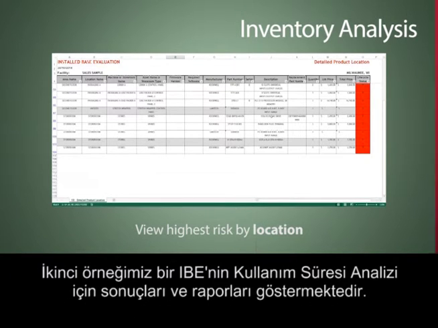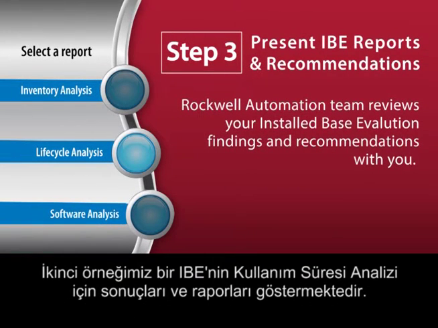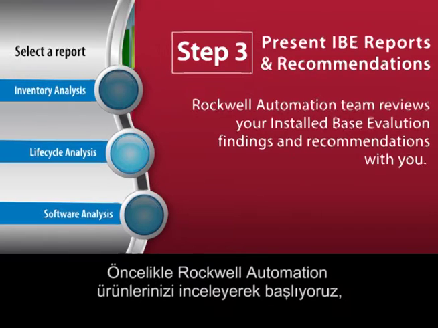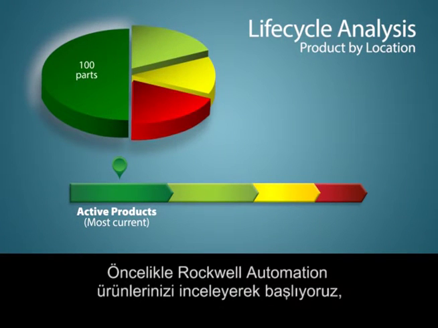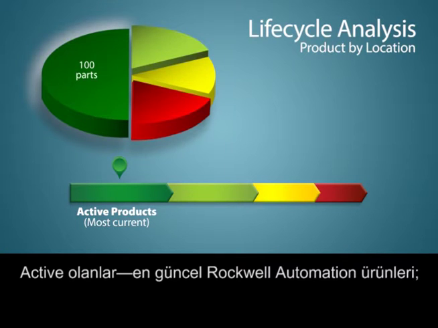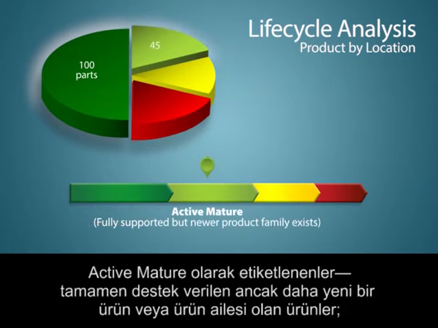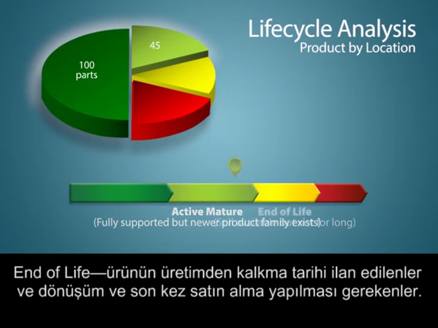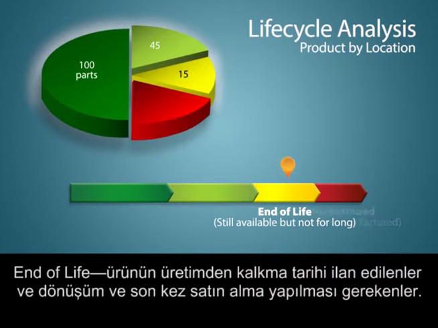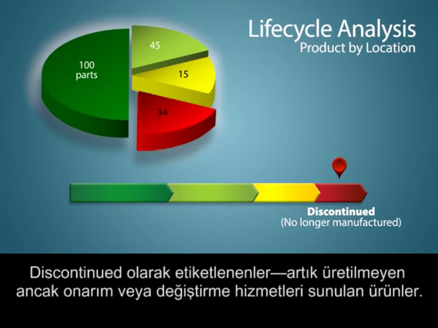Our second example shows the results and reports for the life cycle analysis of an IBE. We start by reviewing the status of your Rockwell Automation products, those that are active, the most current Rockwell Automation products, those labeled active mature, products that are fully supported but a newer product or product family exists, end of life. The product's discontinued date has been announced and it's time to actively execute migrations and last-time buys. And those labeled discontinued, products that are no longer manufactured, but repair or exchange services may be available.